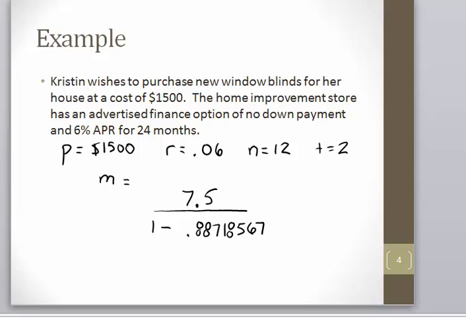The last thing I'm going to do is I'm going to do the subtraction down here. 1 minus that 0.88718567. And when I do that subtraction, that is going to give me 0.11281433. And dividing the 7.5 by the 0.11281433 in the denominator is going to give me an approximate monthly payment of $66.48.